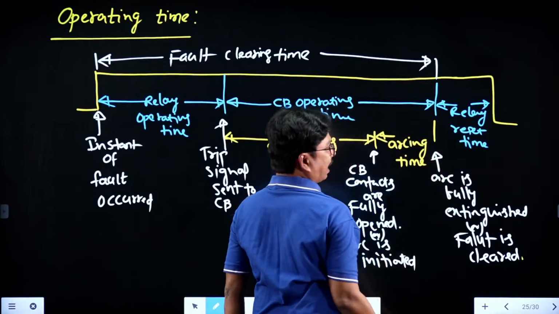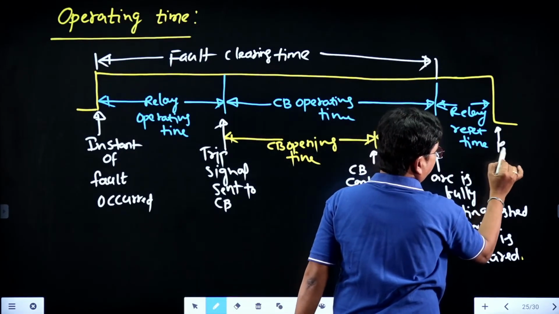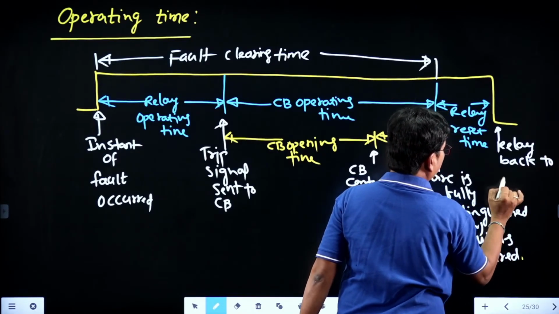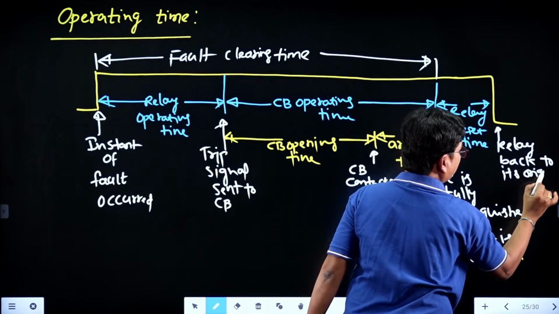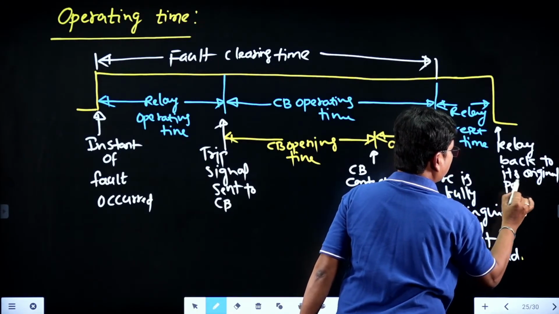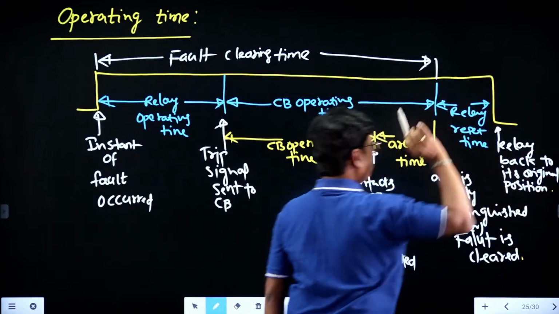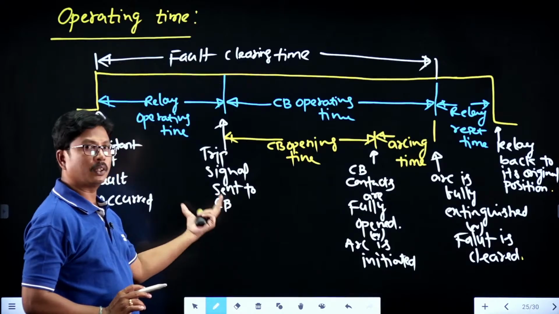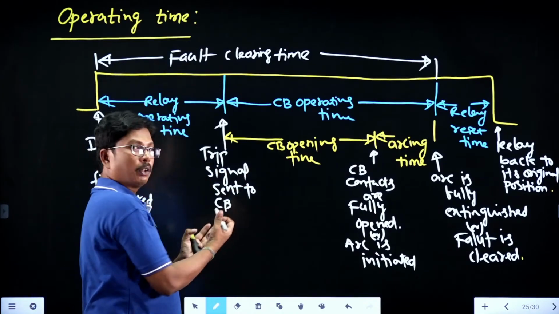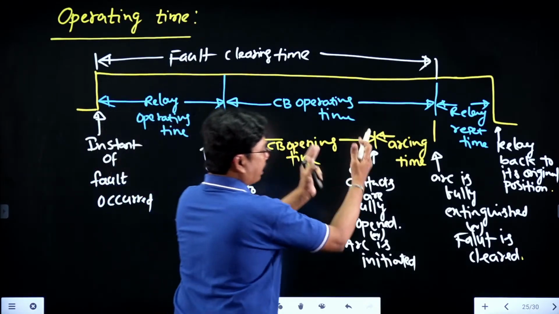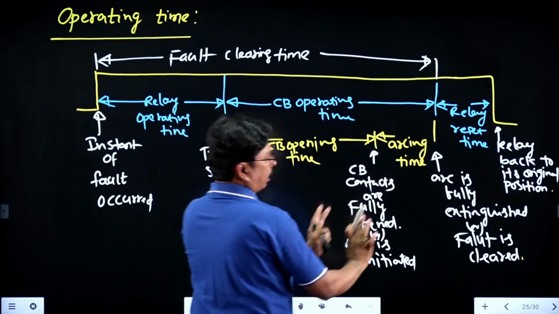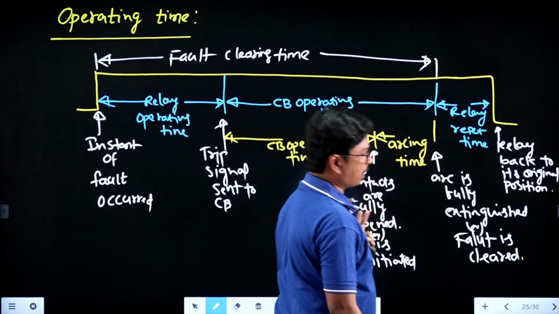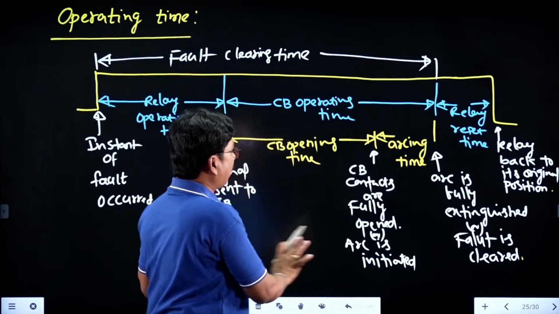And here relay reset time. So it is at this position relay back to its original point, its original position. Clear, students? So that is the instant of fault occurred, and a trip signal is sent to the circuit breaker, or trip signal received by the relay to the circuit breaker, and CB contacts are fully opened or arc is initiated, and here arc is fully extinguished or fault is cleared and relay back to its original position, right? So these are the operating times, right?